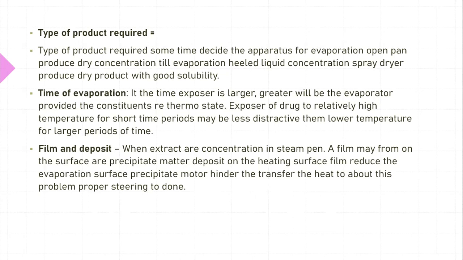Anyway, when extracts are concentrated in a steam pan, a film may be formed on the surface or precipitate matter may deposit on the heating surface. The film reduces the evaporation. At certain times you have seen that if you evaporate something, there is a kind of film which is formed over the surface. This also affects the evaporation.